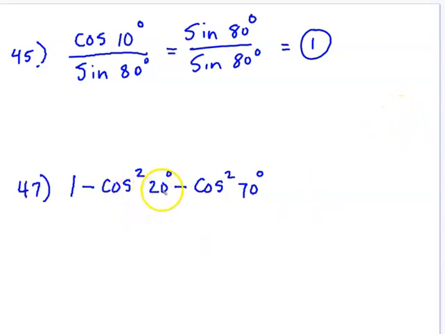Okay, same problem here. I've got 20 degrees and I've got 70 degrees. In order to put them together, I need to make them the same degree measurement. So cosine squared 20 is the same thing as sine squared 70. All right, the cofunction and the complement.